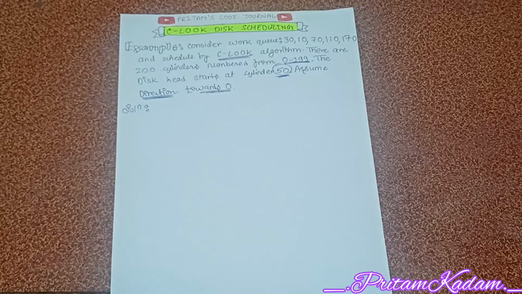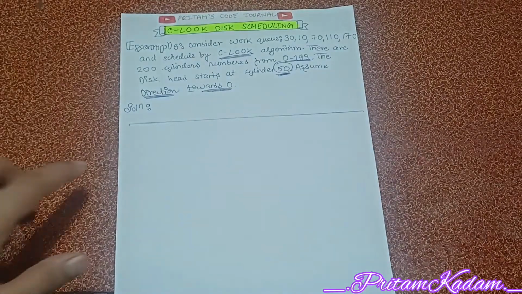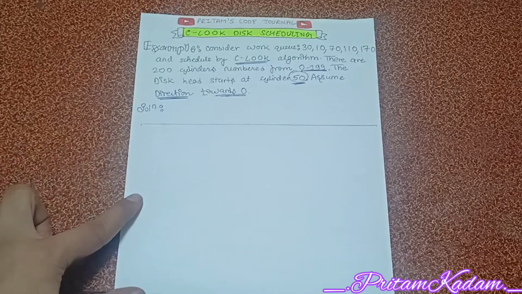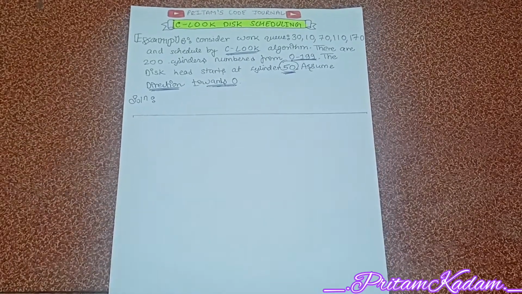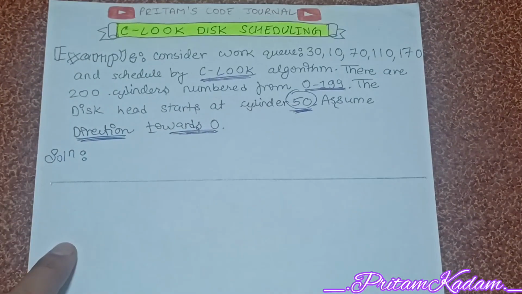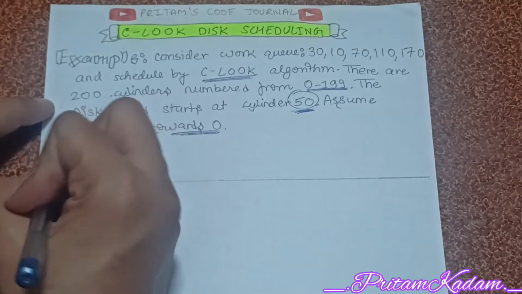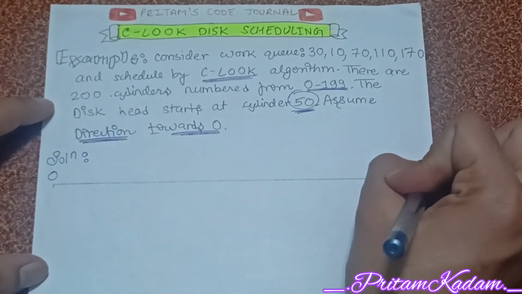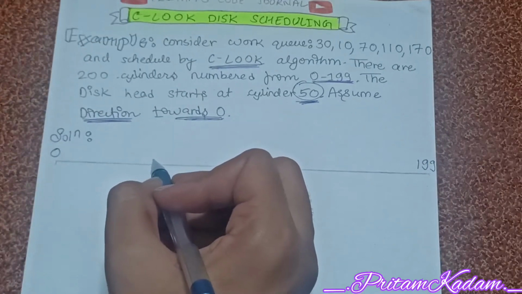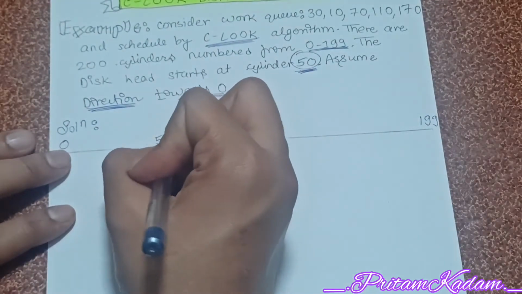So first of all, let us make the number line, and then we have to allocate the minimum and the maximum of the cylinders, that is 0 and 199. Let me just make this larger. Okay, so we will write 0 over here and then 199 at the end. Then we have to first of all denote the initial head, so it is at 50. So let us write that down.